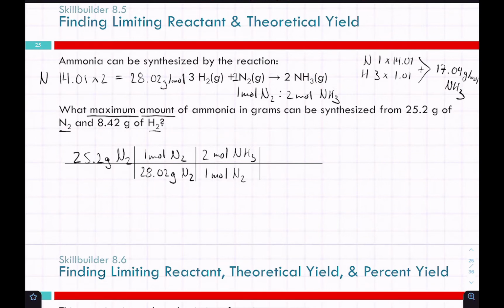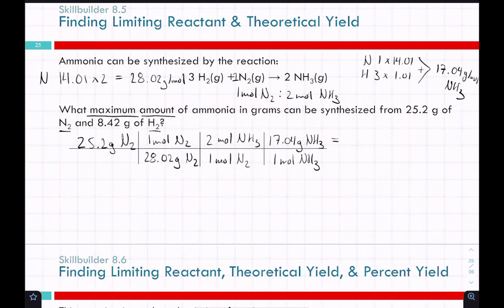Okay, so we're going to do 17.04 grams on top or bottom? Yeah, because we want to keep grams of NH3 and we want to get rid of 1 mole NH3. I actually need to move this up a little. Great, so that's calculated. We've gone through this whole thing, right? Started with grams of A, calculated moles of A, went from moles of A to moles of B, coefficient ratio, then from moles of B to grams of B.